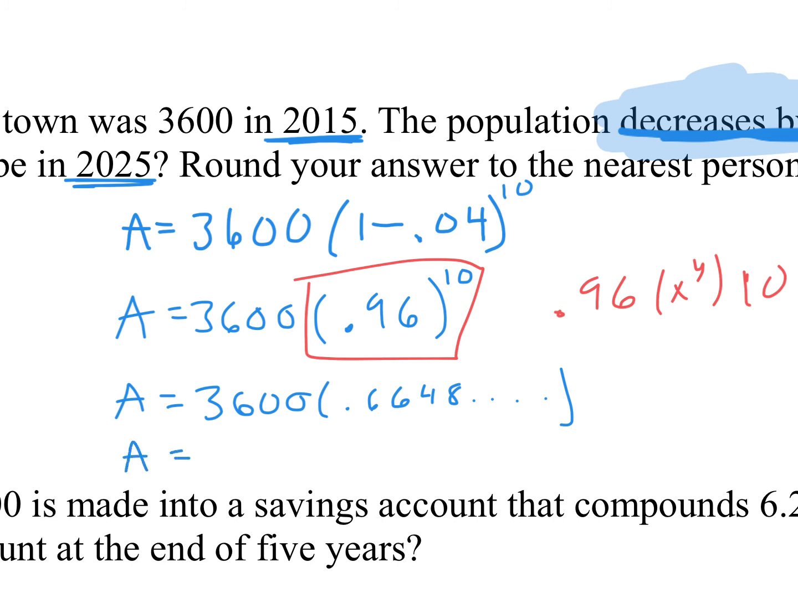What did you guys get for this one? 2,393.397. Awesome. 2,393. It says to the nearest person, so we're just going to leave it at the whole number of people.